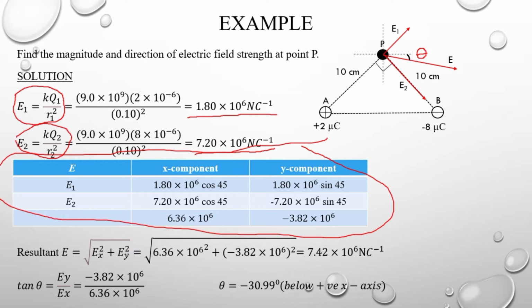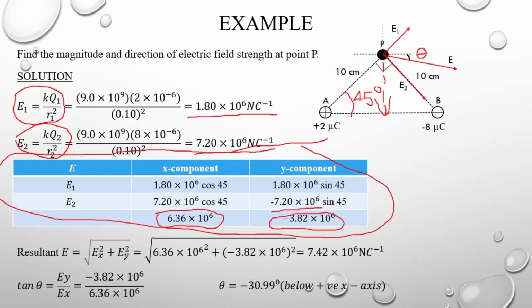The x component of E1 is E1 cos theta, where theta is 45 degrees. And the y component for E1 is E1 sin theta. For E2, the x component is E2 cos theta. For the y component, since the y component of E2 is pointed downwards, we need to add on the negative sign. Therefore, it is negative E2 sin theta. And then we sum together the x component and the y component.